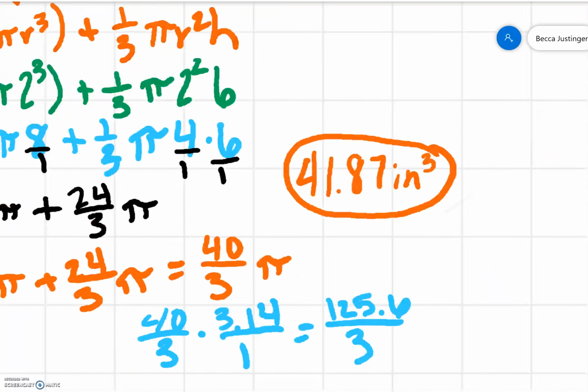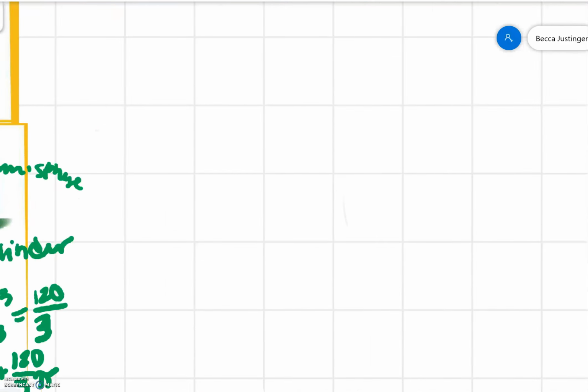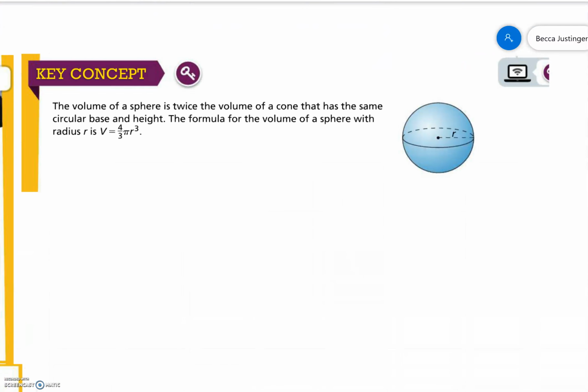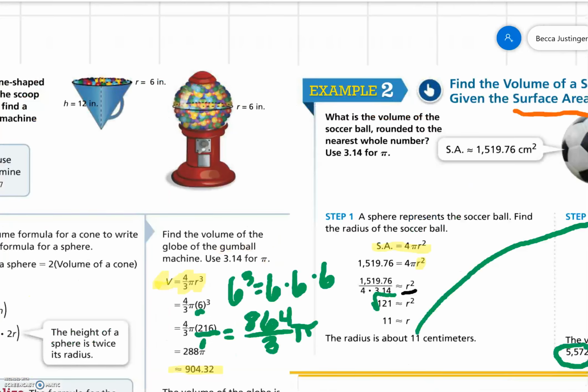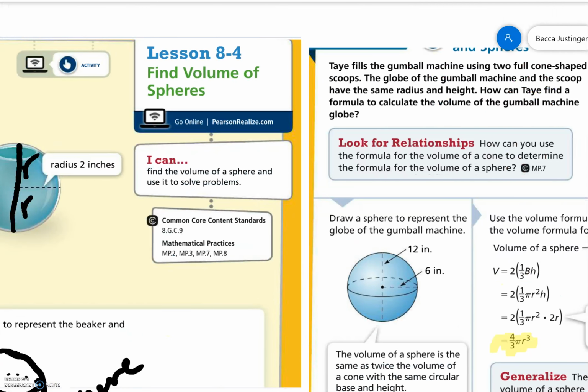Okay, 8th grade, let's do the key concept quick. Tricked ya. Key concept: the volume of a sphere is twice the volume of the cone that has the same circular base and height. The formula for volume of the sphere with radius r is 4/3 pi r cubed. Let's say it. I can find the volume of a sphere and use it to solve problems.